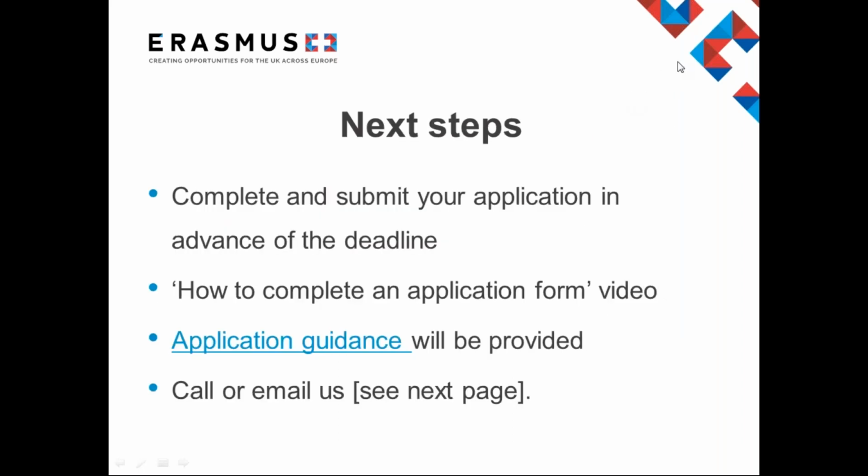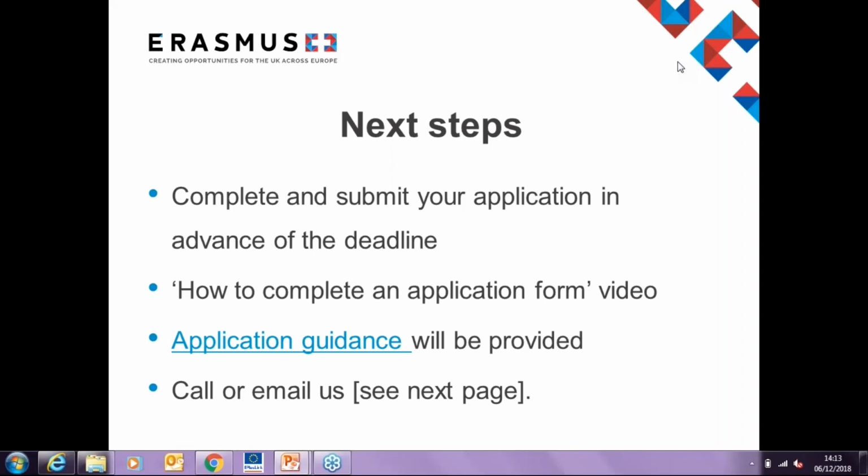To conclude, I would like to remind you of the support that the UK National Agency will be offering in the run-up to the Key Action 2 deadline for schools. To apply for funding, you will need to complete and submit an application form in advance of the deadline. We will be creating and posting on our website a video on how to complete the form, and that will go into more details in regards to the different budget sections.